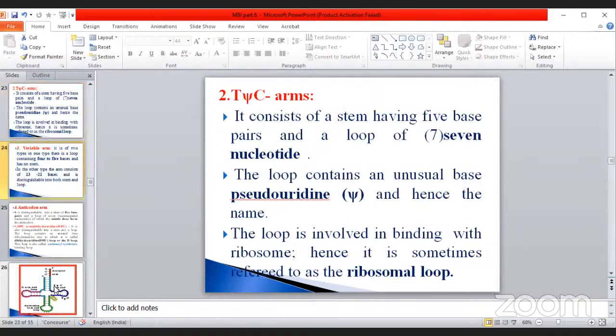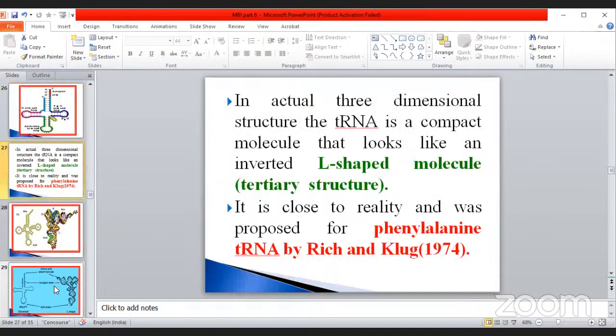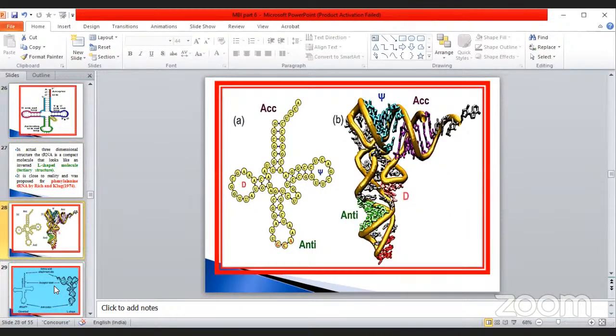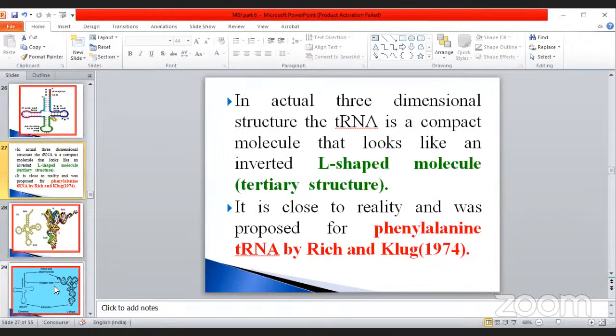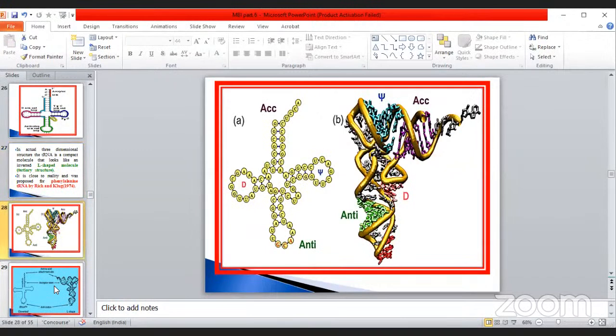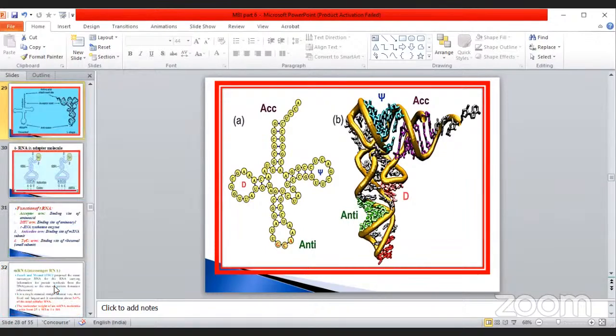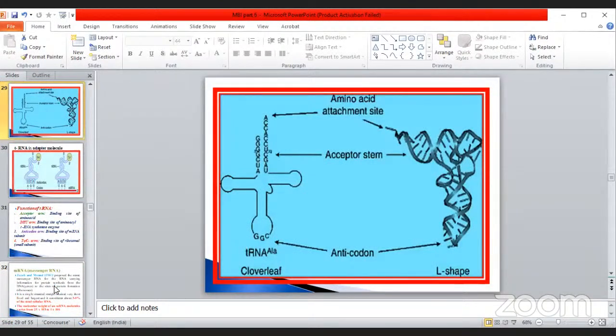Then the structure of the cloverleaf model was first discovered. It looks like an L-shaped molecule, which is also called the tertiary structure. It is closer to reality and was proposed for phenylalanine tRNA by Rich and Kim in 1974. This is the 3D structure of the tRNA molecule, L-shaped.